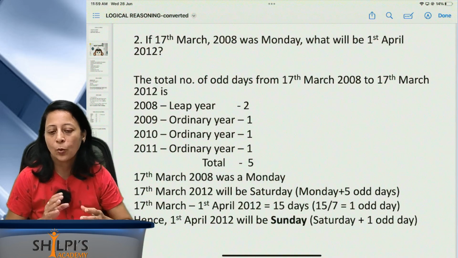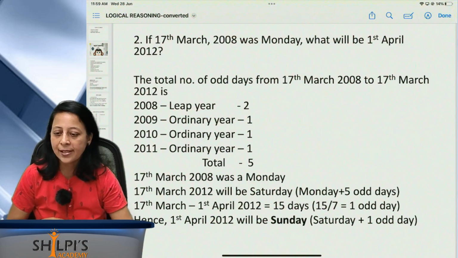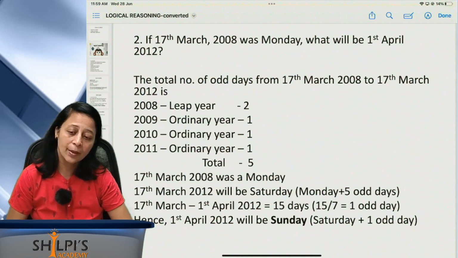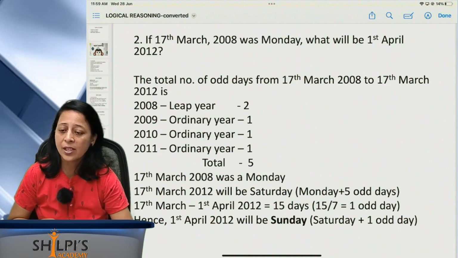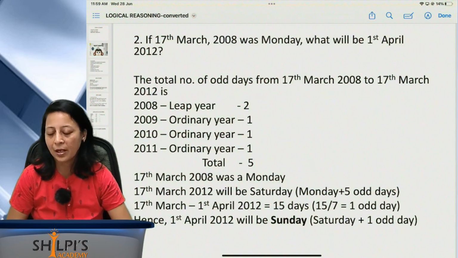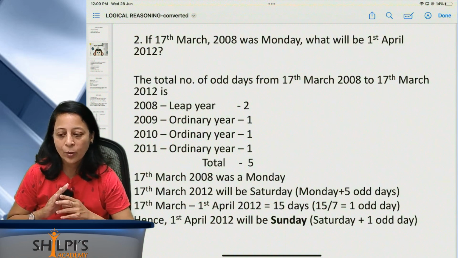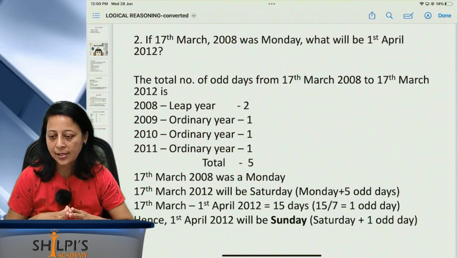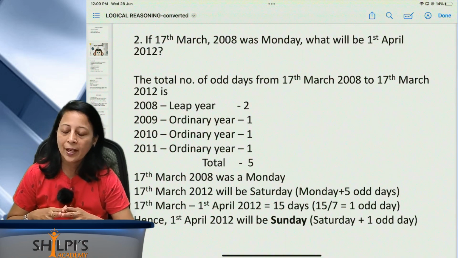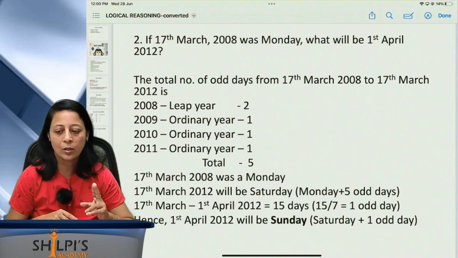Okay, so we all know that 2008 is a leap year, right? When you divide 2008 by 4, you can see that the remainder will be 0, so that's a leap year. A leap year has 366 days, so when you divide it by 7, you will get 2 days as your remainder. So those are the 2 odd days.